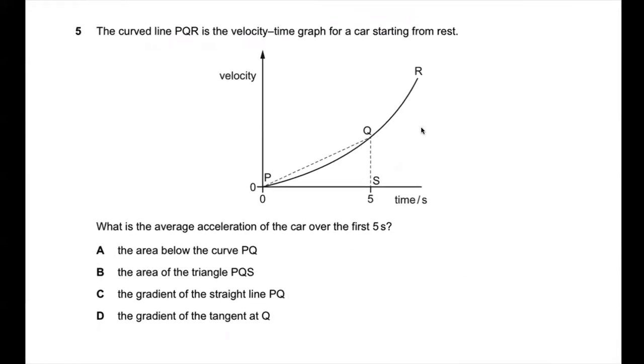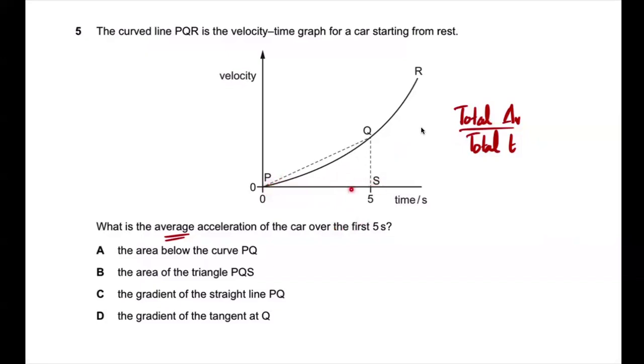The pair of line PQR is a velocity time graph for a car starting from rest. What is the average acceleration of the car over the first 5 seconds? So the average acceleration, if you think about what it means, would mean the total change in velocity over the total time, right? If it was just acceleration, it would be change in velocity over change in time, what we call the rate of change of velocity.